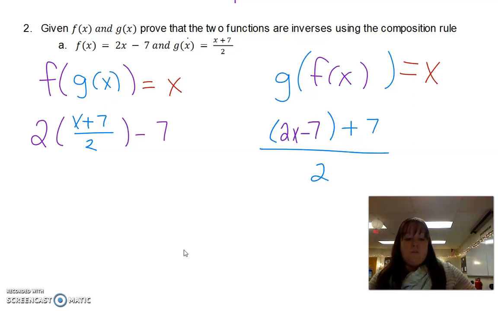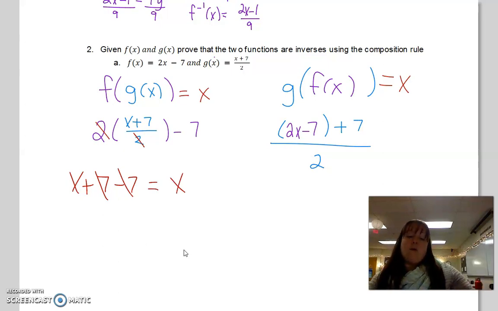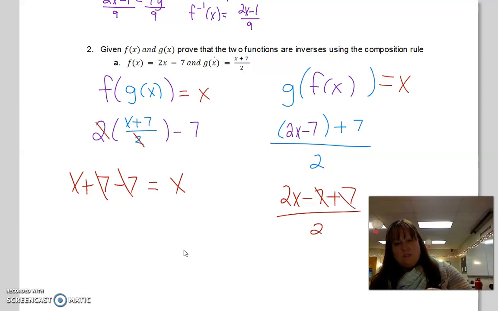Okay, so now let's just go ahead and simplify them. So those 2's cancel out and we get x plus 7 minus 7. And plus 7 minus 7 cancel each other out, and you get x. So that part of the composition rule shows that they are in fact inverses. And then this one over here, we get 2x minus 7 plus 7 over 2. Well, minus 7 plus 7 cancel out, the 2's cancel out, and we just end up with x. So, therefore, they are in fact inverses because the composition rule shows that f of g of x is x, and g of f of x is also x.